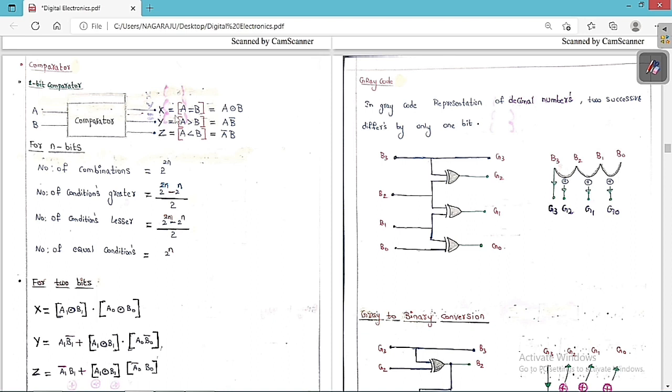Y is for equal. If both are equal, then only it is going to be activated. If A is greater than B, then that output is activated, and when A is less than B, the other output is activated. So the expression for A equal to B is A XNOR B. Whenever A is greater than B, we get A B bar. And whenever A is less than B, we get A bar B. So these are the expressions that you are going to get. If you write the Karnaugh map for A and B, then we are going to get certain expressions for the outputs.